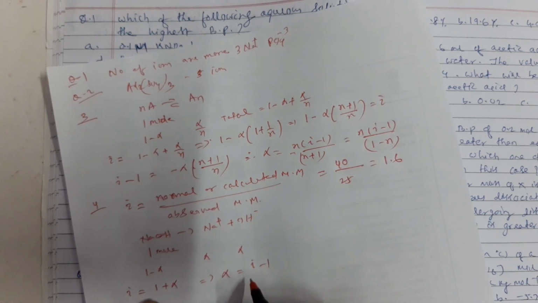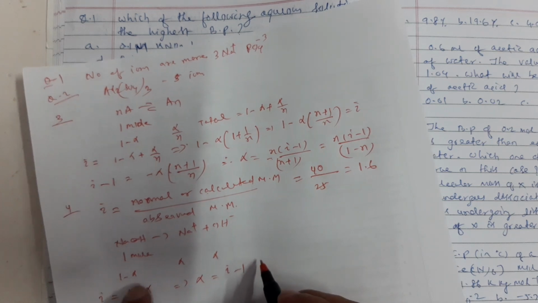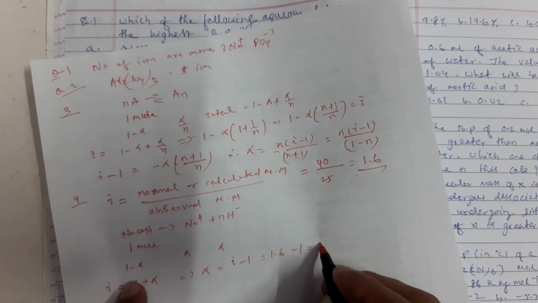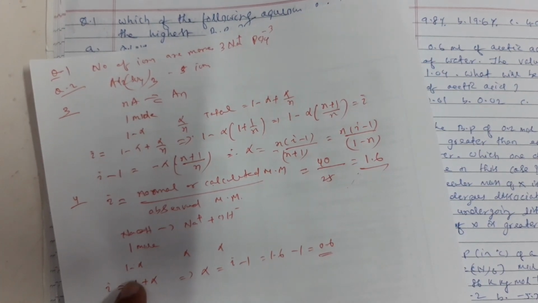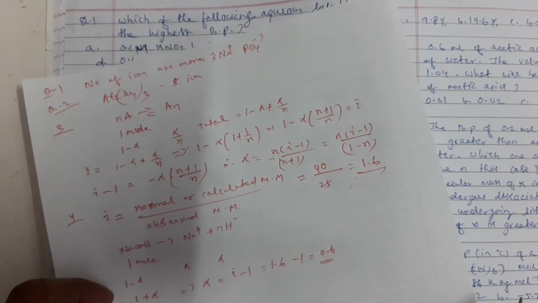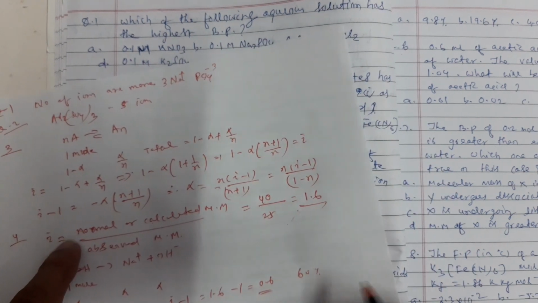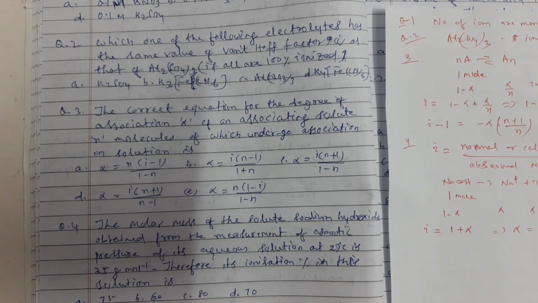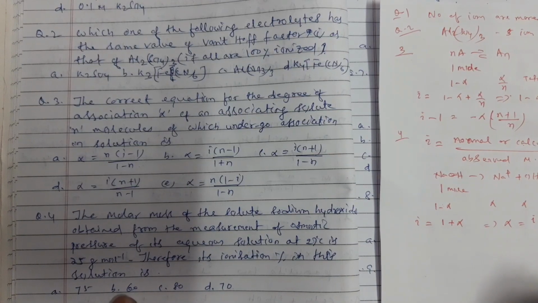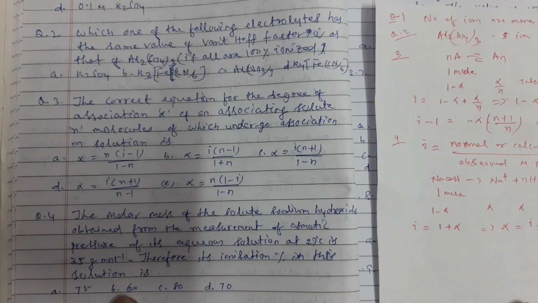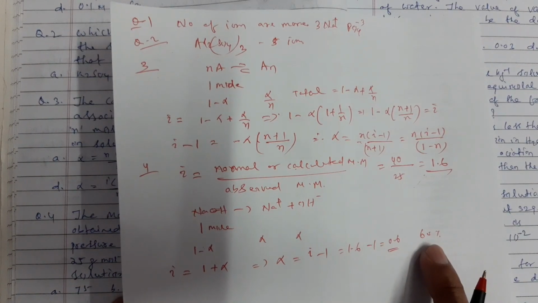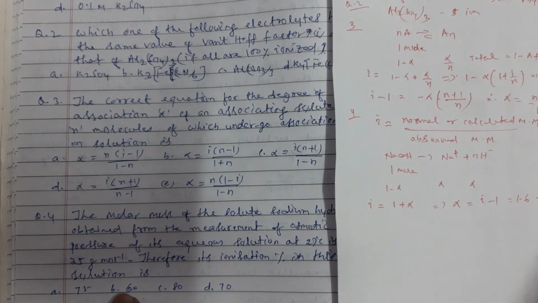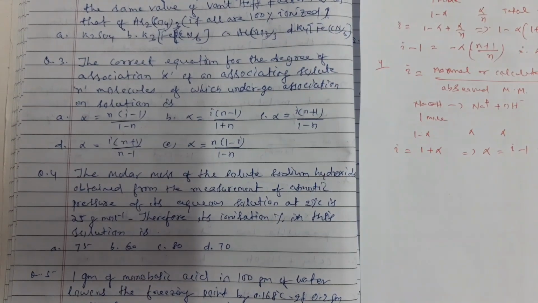So what is i? i is equal to 1.6. i minus 1 is 1.6 minus 1, which is 0.6. So you are getting 0.6, that means its ionization percentage in this solution is 60%. What is alpha? Alpha is the degree of dissociation. Therefore it is 60%, so choice B is the correct answer.